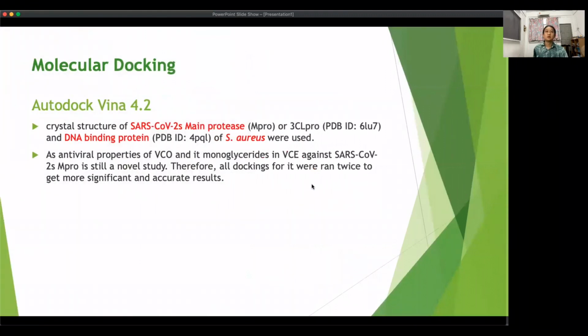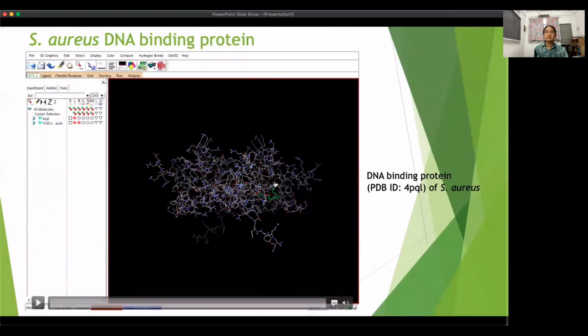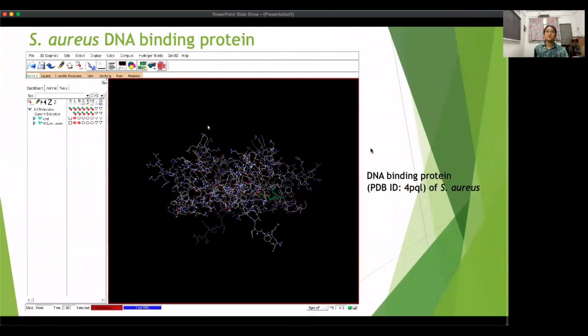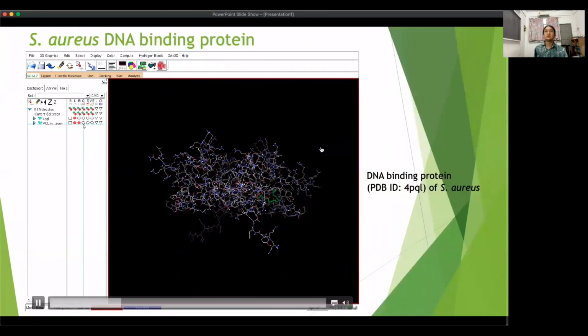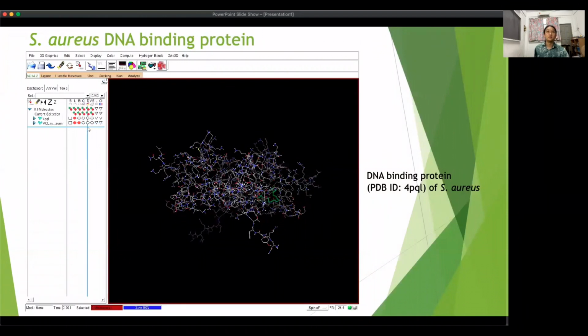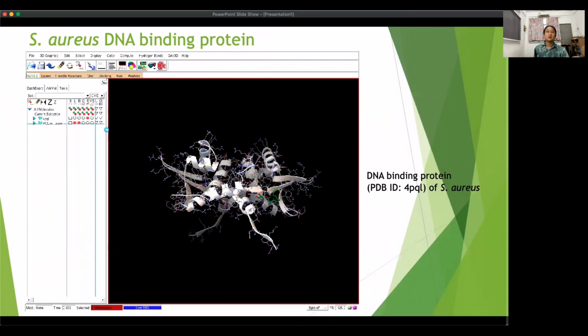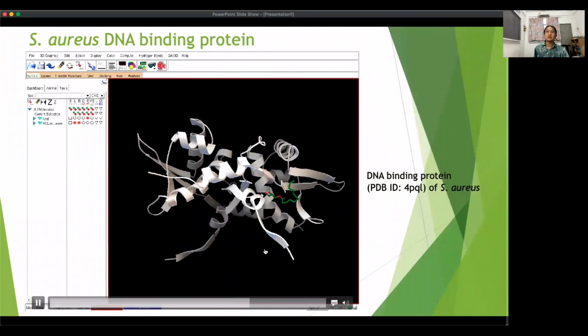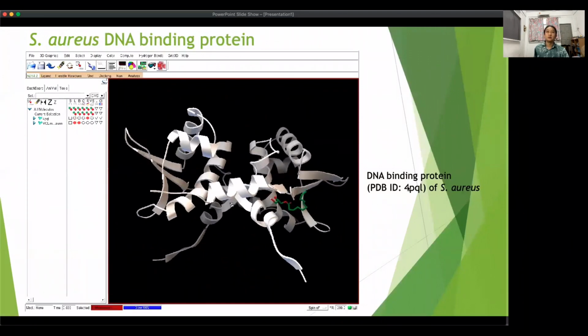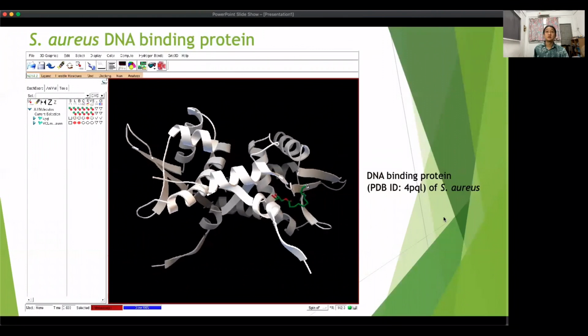For the molecular docking, AutoDock Vina 4.2, the latest version, was used. So this is in the AutoDock software viewing the S. aureus DNA binding protein, PDB ID 4PQ, which was used. The green one is the ligand, which in this case is monolaurin, docked with the protein of S. aureus.